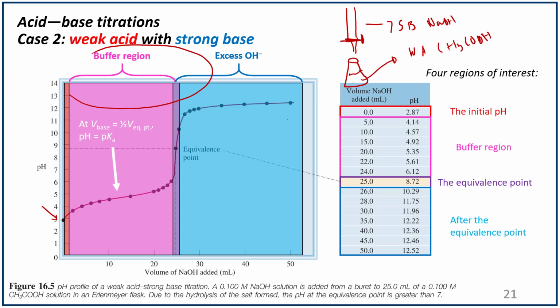And then going to the right of the equivalence point, again, the equivalence point here is a basic pH. We see that now that acetic acid has been fully consumed, we have an excess of hydroxide ions.